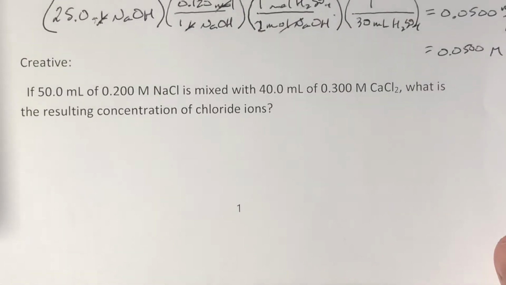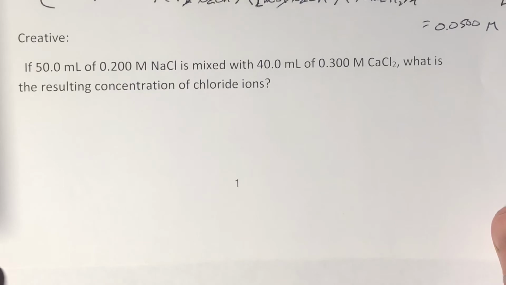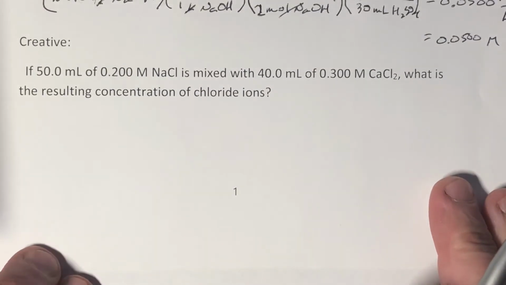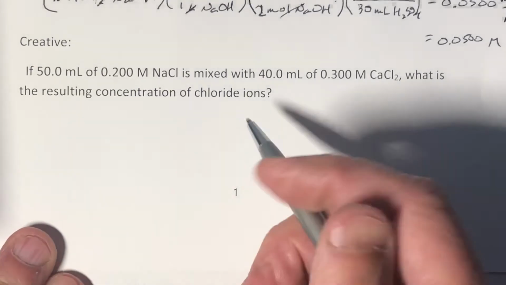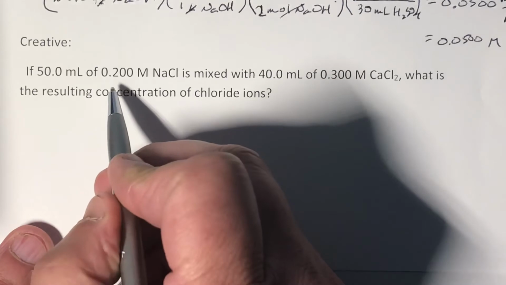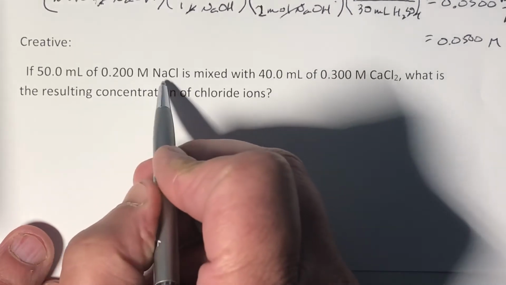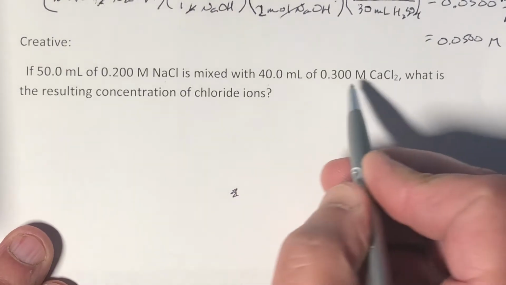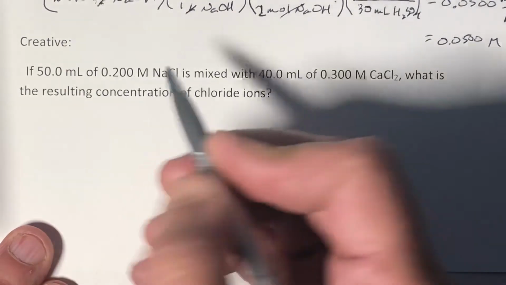All right, the last problem is more about understanding what's going on. Maybe I call it a creative problem, but we just have to picture what's going on, and it definitely relies on definitions here. So we've got 50 mLs of 0.2 molar sodium chloride, and we're going to mix that with 40 mLs of 0.3 molar calcium chloride. So recognize everything's different.